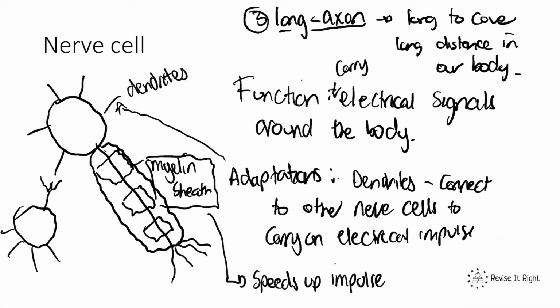So the function is to carry electrical signals around the body. The adaptations: it contains dendrites to connect to other nerve cells. It contains myelin sheath that speeds up the impulse or the electrical signal. And also it's long, it has a long axon to cover long distances across our body.